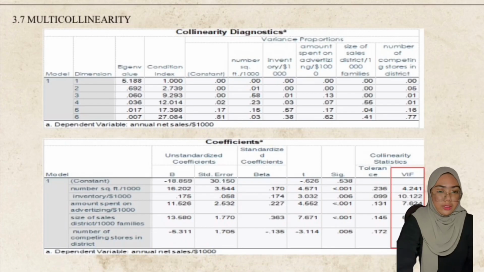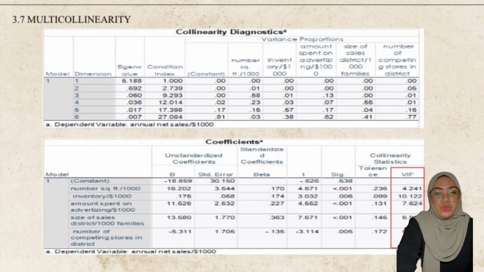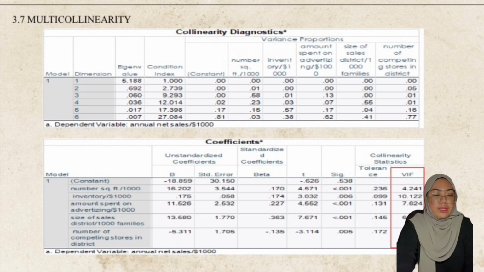Next is multicollinearity. Based on the table, it shows that independent variable x2 has multicollinearity. This is because the VIF statistic is more than 10, which is 10.122. But for the other independent variables, x1, x3, x4, and x5, there is no multicollinearity because their values are lower than 10.